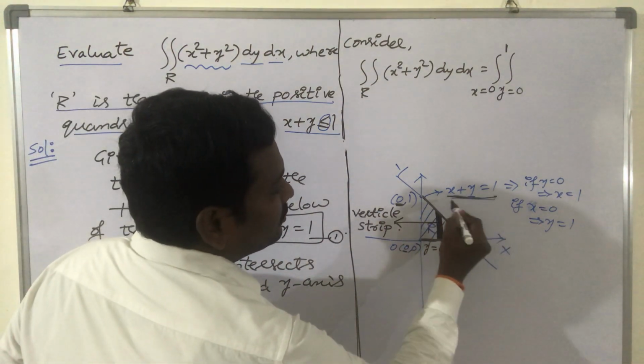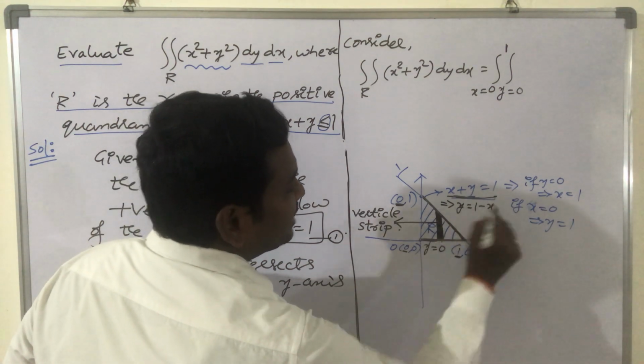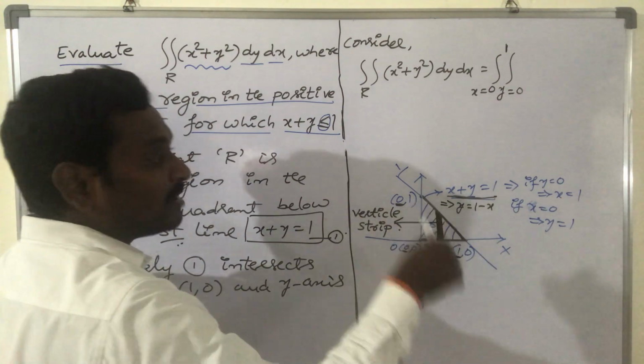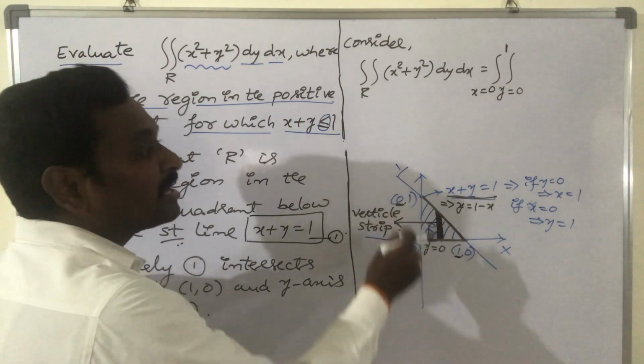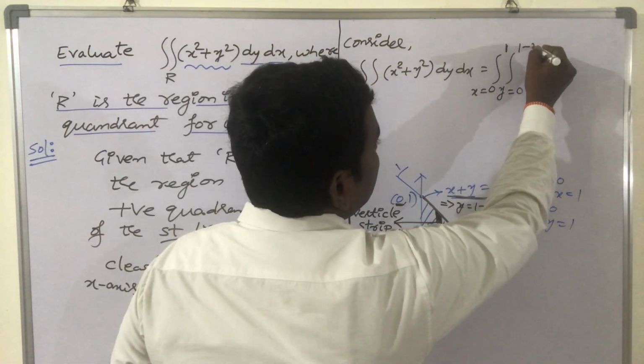x plus y is equal to 1. In this x plus y is equal to 1, what is the y value? 1 minus x. In this way, from the equation of the straight line, otherwise from the equation of the given region r, you should reduce the y limits in terms of x, which is very, very important.